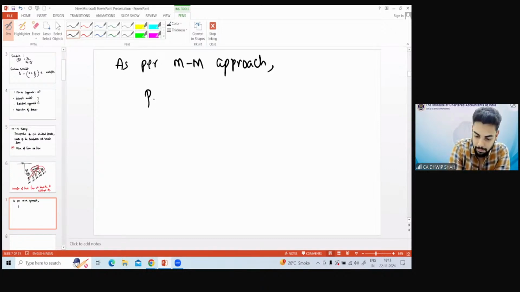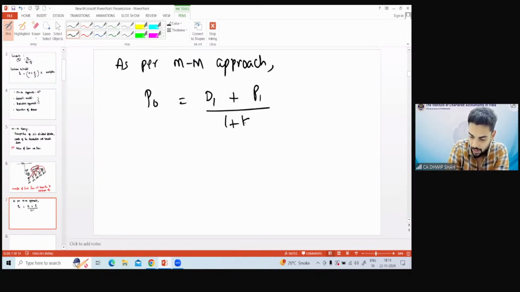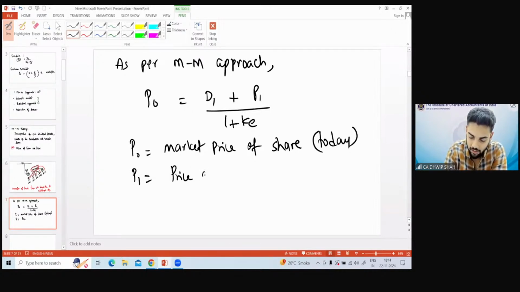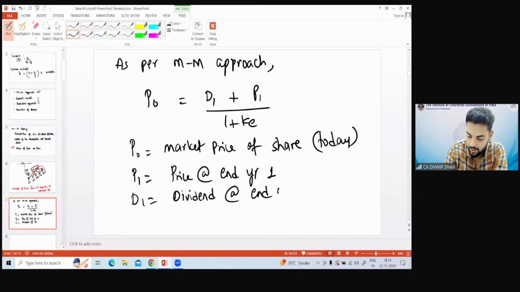The formula is P0 is equal to D1 plus P1 upon 1 plus KE. What is P0? It is the market price of the share today, that is, at point 0. P1 is nothing but the expected market price at the end of year 1. D1 is nothing but the expected dividend at the end of the current year, at the end of year 1.